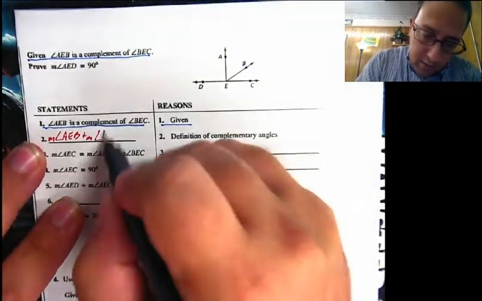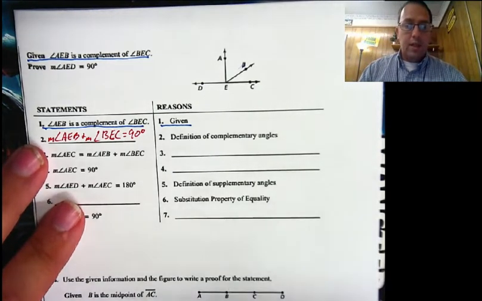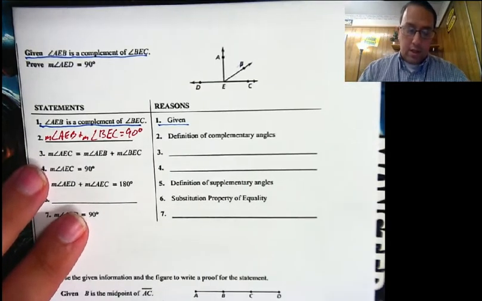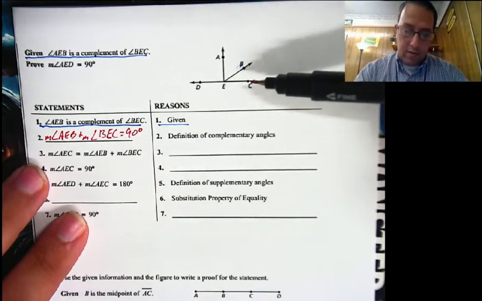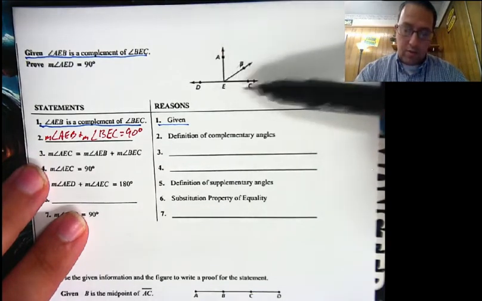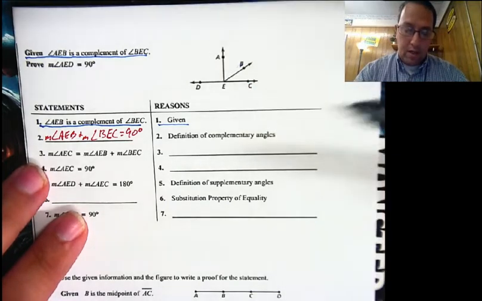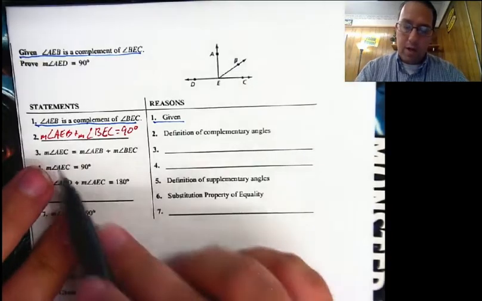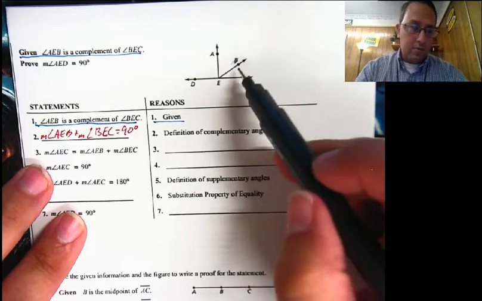The measure of angle AEB plus the measure of angle BEC equals 90 degrees because they are complementary angles. Definition. Okay, so the next thing they say is the measure of angle AEC, this whole big thing, equals those two angles added up, right? I was reading it backwards.